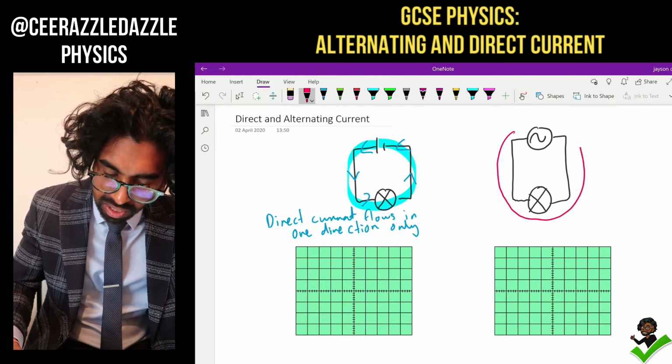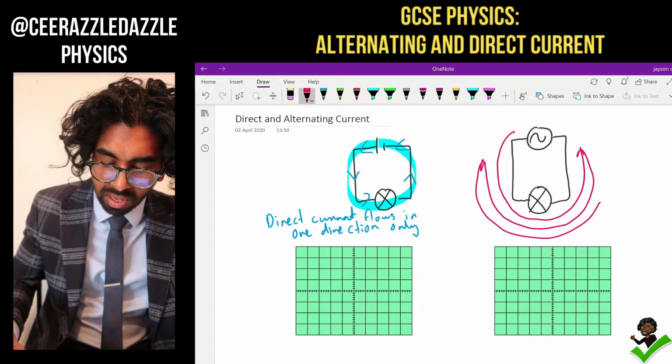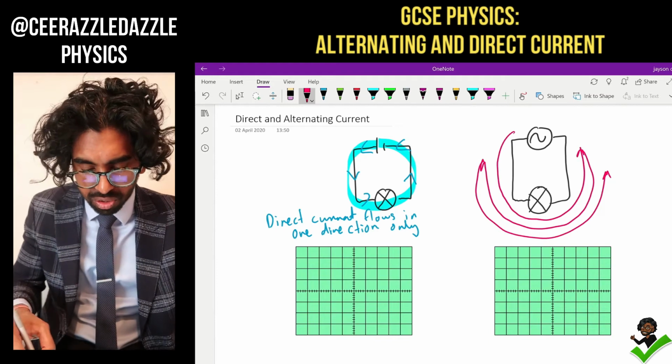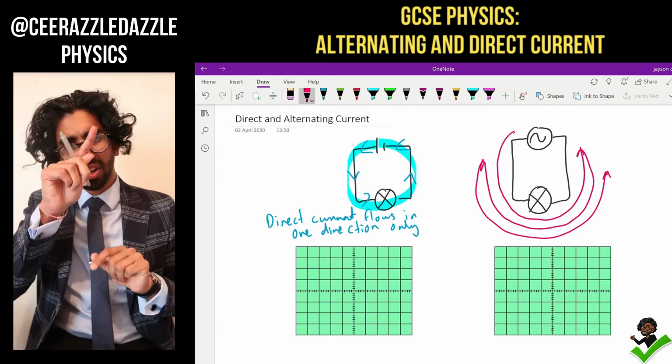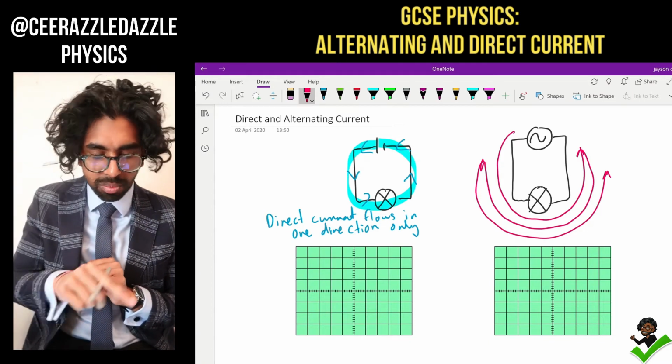Yes, the current goes this way, and then after a while it will swap and go the opposite way, then it will swap again and go the opposite way. So the current is continuously swapping direction. It's kind of hard to draw on here, but just make sure you understand that the current goes one way, then swaps the other way, then swaps again, and swaps again.